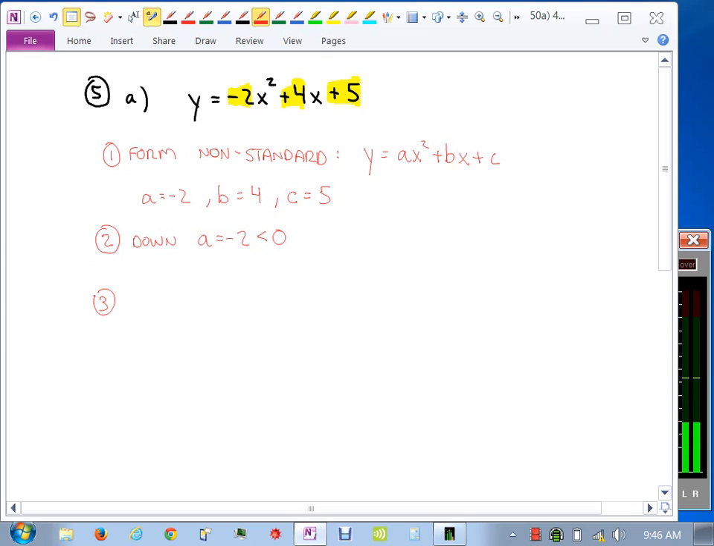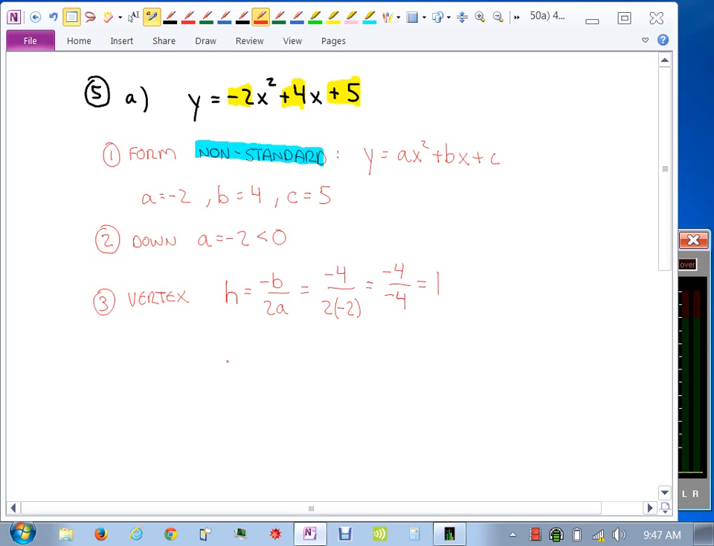For step 3, the vertex, whenever we're in non-standard form, we have to use a formula to get the vertex. The formula was h is equal to negative b over 2a. Now for us, b is 4, so negative 4 over 2 times, now a for us was negative 2. Be careful with your signs here. That's negative 4 over negative 4, that's 1.